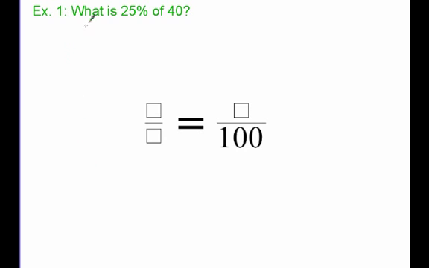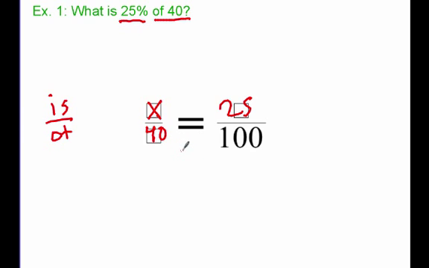Example 1 says, what is 25% of 40? All right, so to solve this, the percent always goes over 100. So we know that 40 goes on the bottom. Remember, it's always is over of. We're always going to have an x in here because we're trying to solve a problem. Well, our missing number is x.